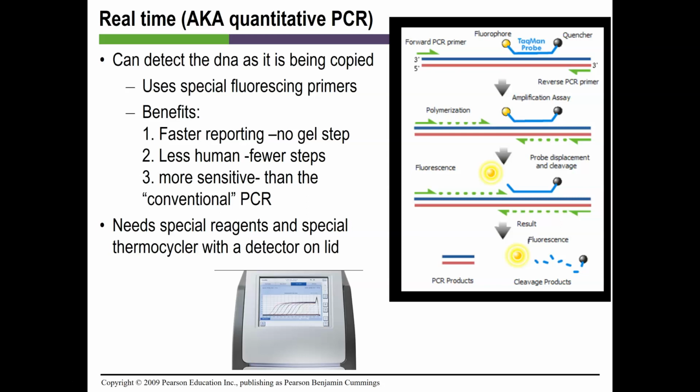You don't have to run a gel step, so that end result is obtained much faster. There are fewer steps, so you have less room for human error. Also, the reaction itself is more sensitive than conventional PCR because the light detectors are very sensitive to the fluorescent signal. Of course, you need a special fluorescent primer, and you need this special light detecting thermocycler, which is far more expensive than a normal thermocycler. So that's all part of the package.